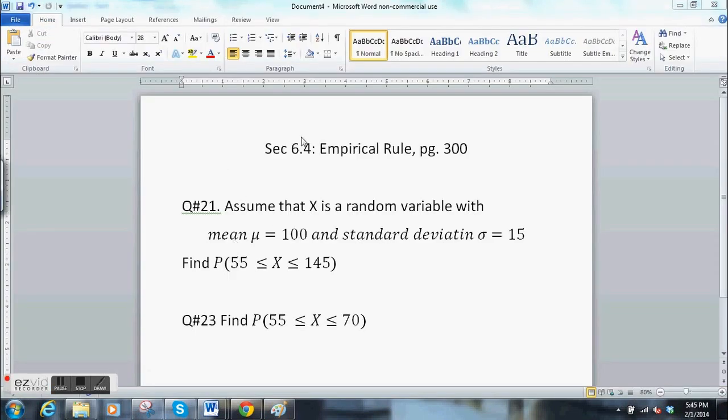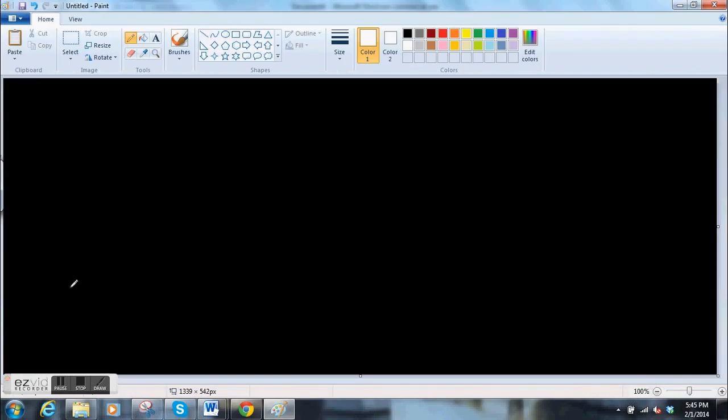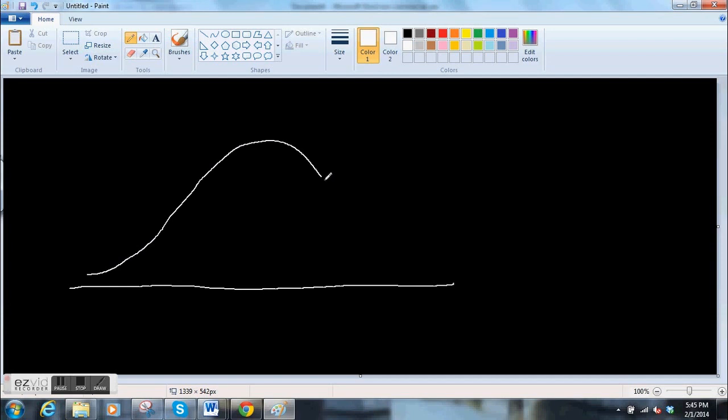Hard one. So we're still on section 6.4, and x is a random variable with mean mu, standard deviation sigma. Problem 23 says find the probability that x is between 55 and 70. It's a little different. I could have used the same picture from before, but it was sort of messy. So this is the exact same scenario.